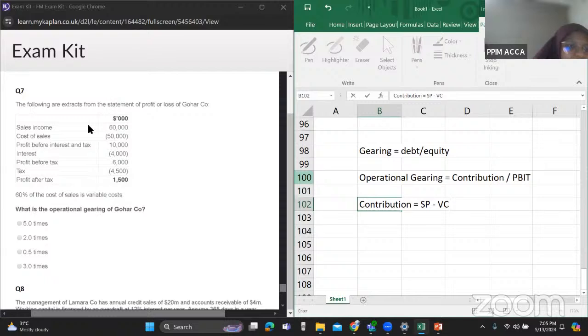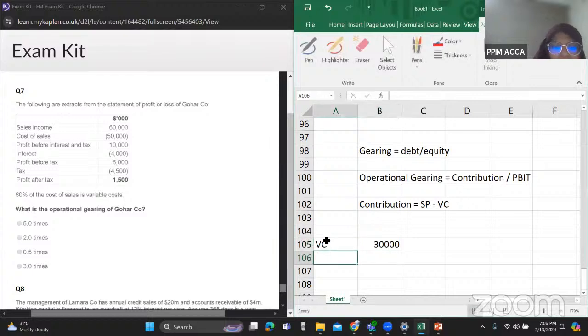Okay. So here we have the sales income. We have the cost of sales. Now the thing is here they're saying 60% of cost of sales is variable cost. So if you can get that 60% and if you deduct it from 60,000, we have our contribution. Okay. So let's get 60% of 50,000. That is 30,000. So this is your variable cost.